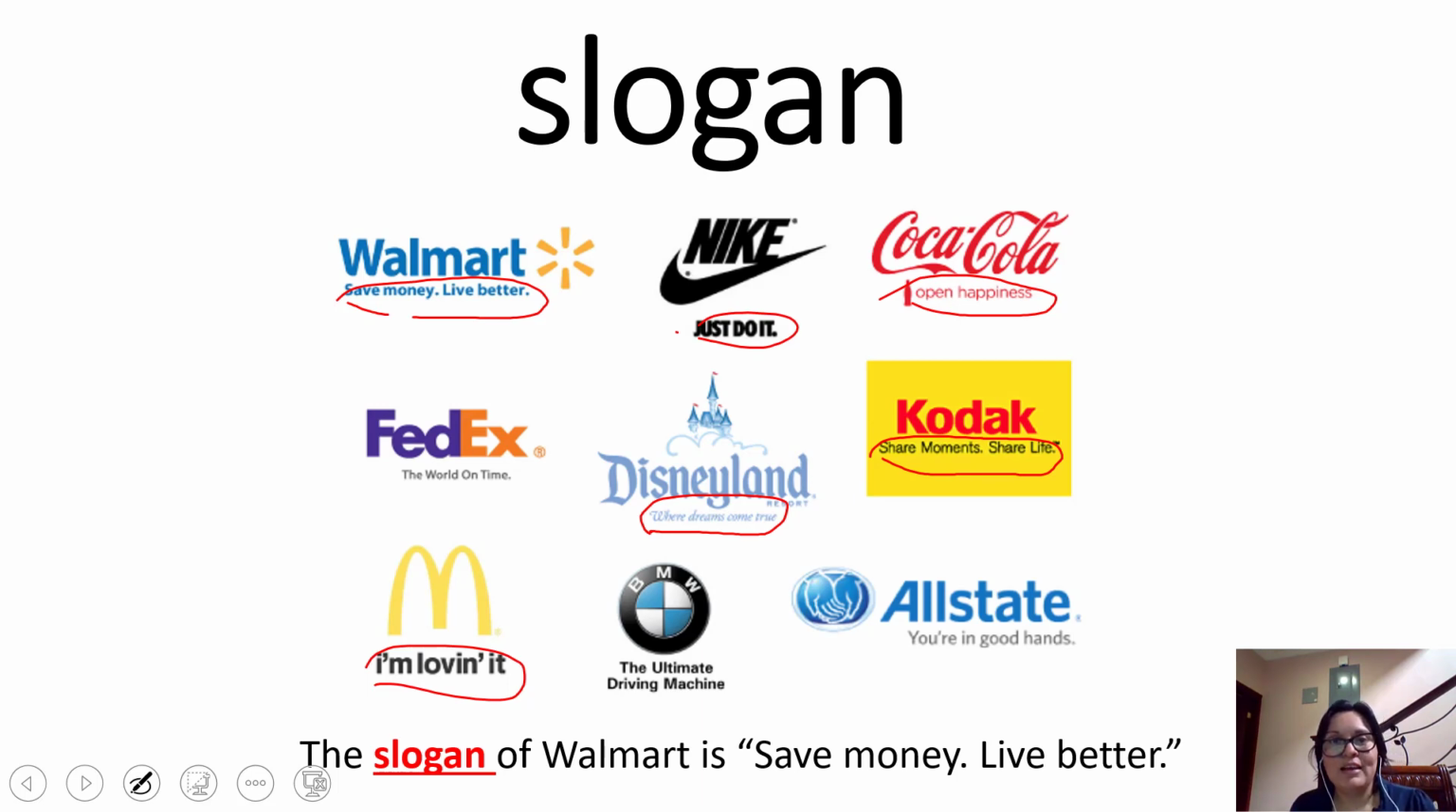It's a phrase that identifies a company. Okay? So the sentence says the slogan of Walmart is save money, live better. Another word to say slogan is motto. The motto of Walmart is save money, live better.